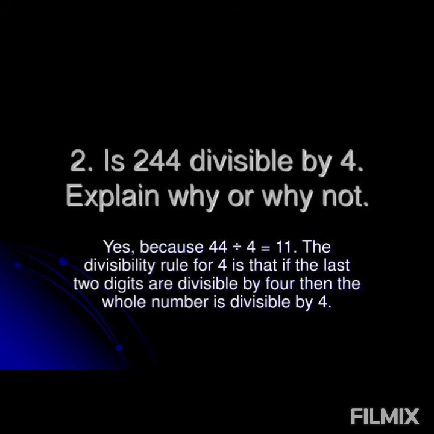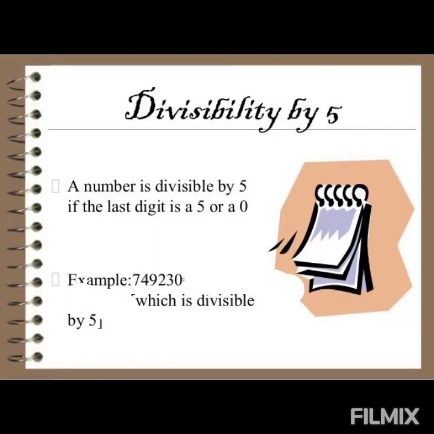So the divisibility rule for 4 is that if the last two digits are divisible by 4, then the whole number is divisible by 4. Means जो भी given number है, it will also be divisible by 4. So यहाँ पर 44 divide हो रहा है 4 से, it means जो given number था 244, that is also divisible by 4.